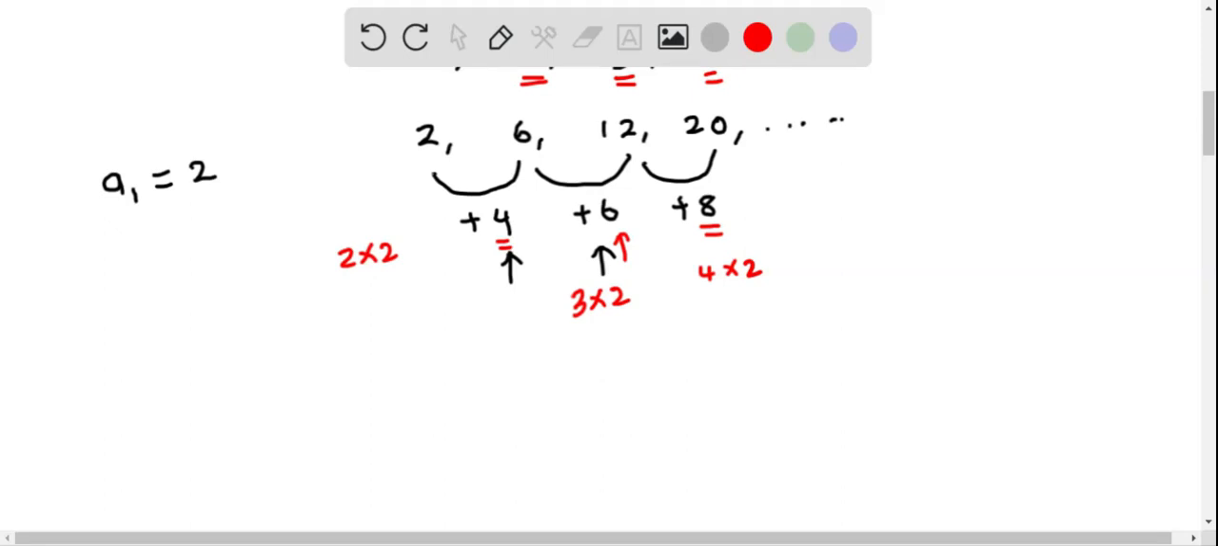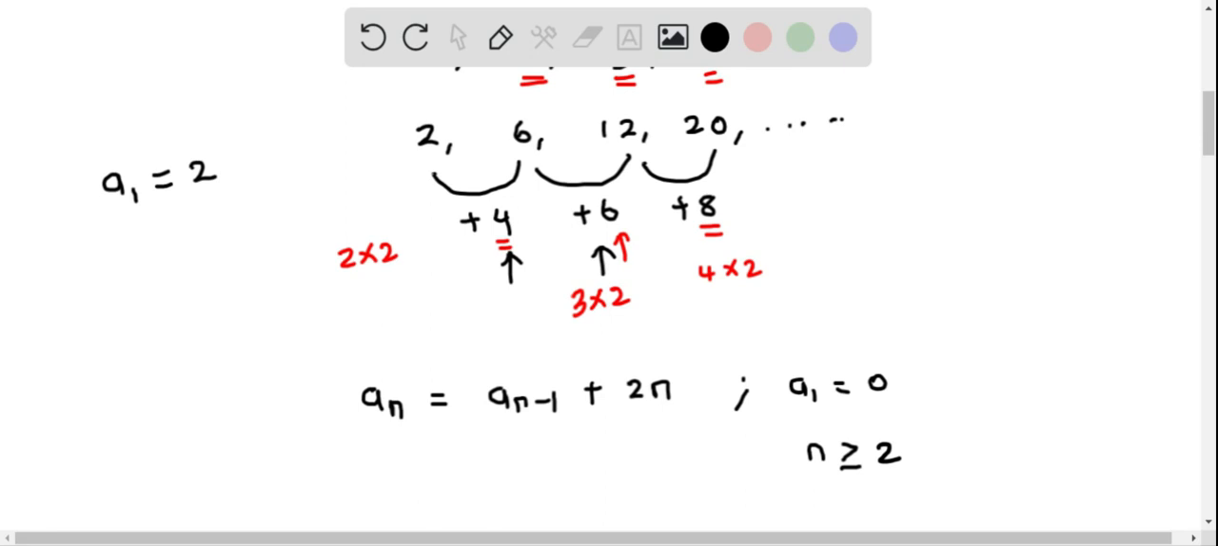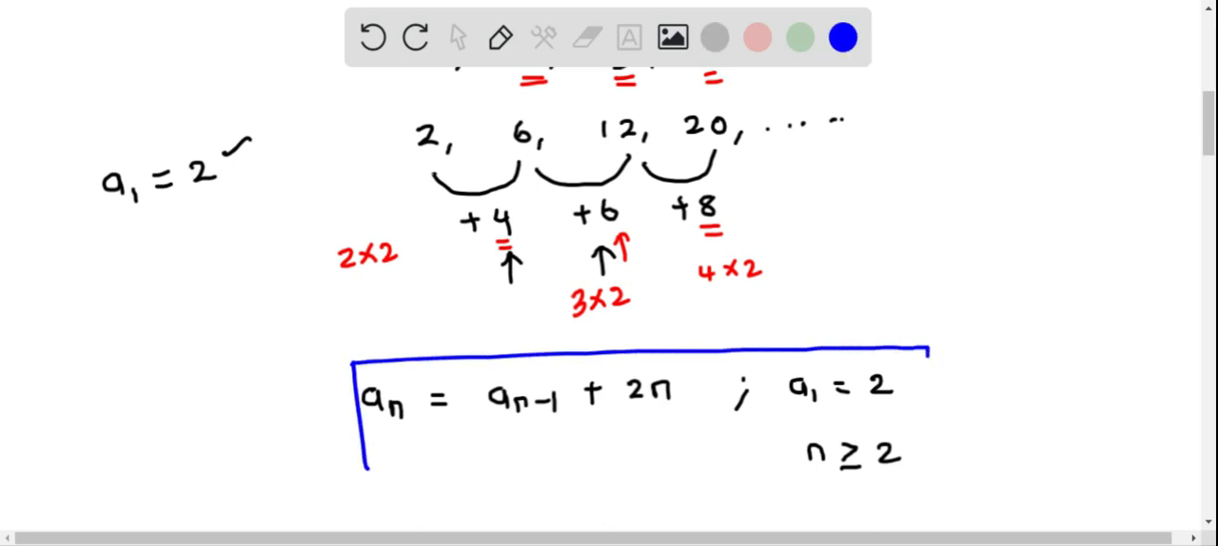So using this concept, we can use the recursive definition, that is a sub n equals a sub n minus 1 plus 2n. Here a1 should be 0 as well as, sorry, we have to write the condition for n, and n should be once again greater than or equal to 2. I'm sorry, a1 has to be 2, it is not 0. We already determined this. a1 should be 2. So this is the recursive definition of the given sequence.